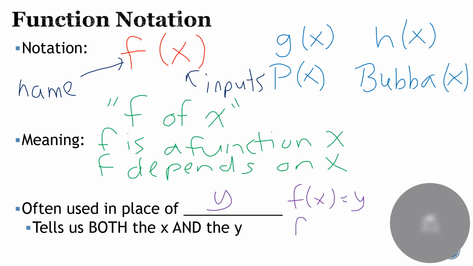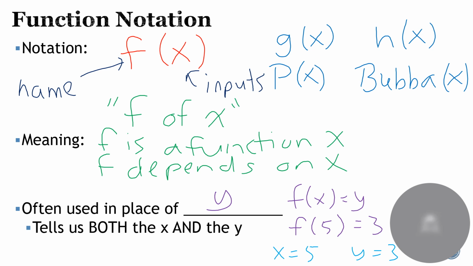So if you had something like f of 5 is equal to 3, what that expression tells you is that your x value is equal to 5 and your y value is equal to 3. Or that the point (5, 3) is on the graph. So it does have a bit of an advantage over just using x's and y's, because it does tell you both the input and the output.